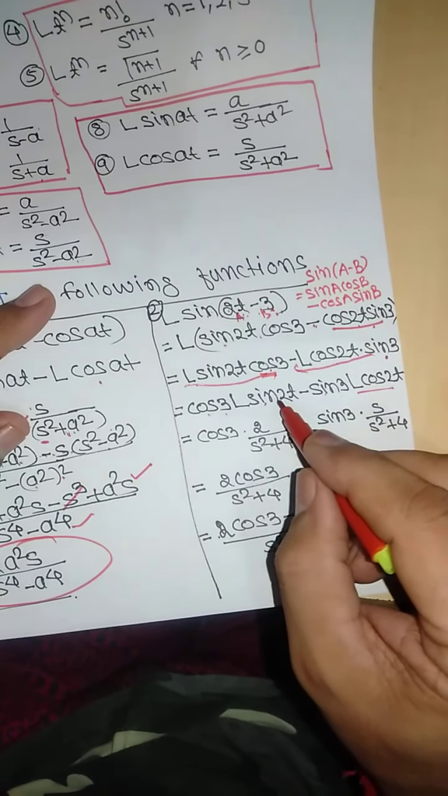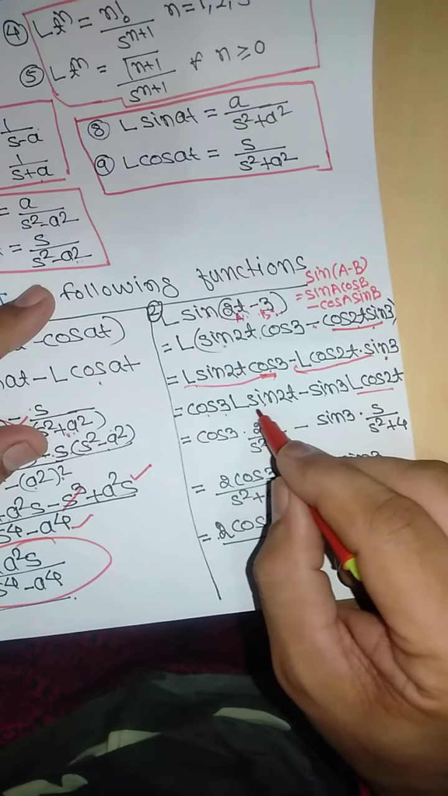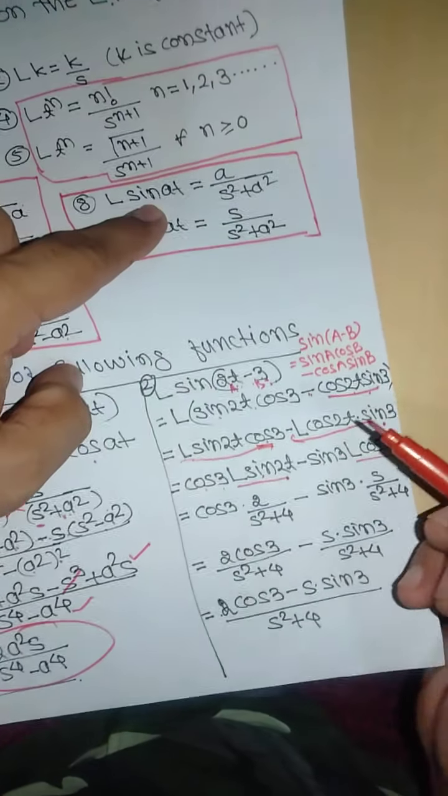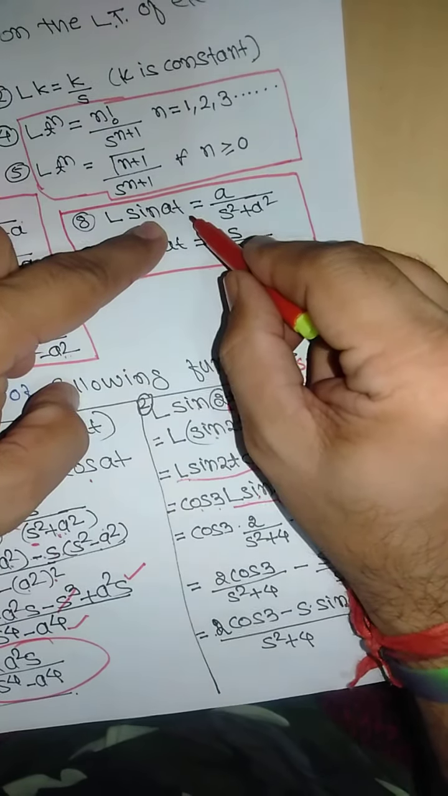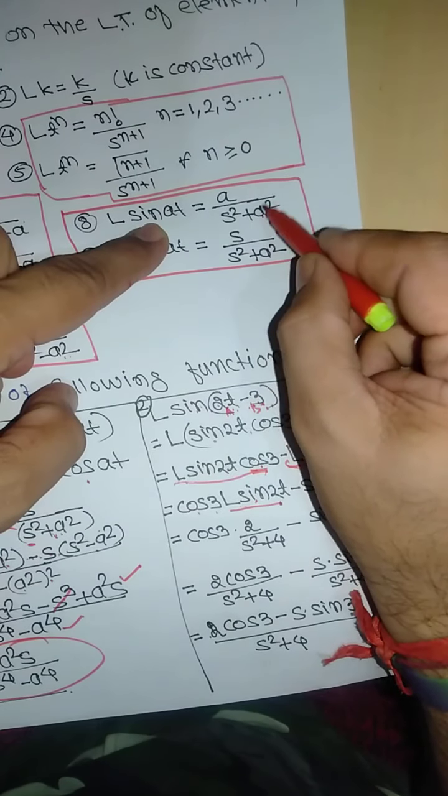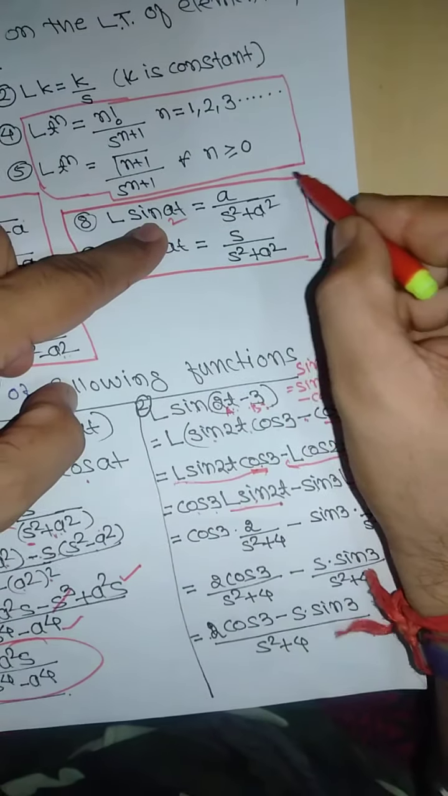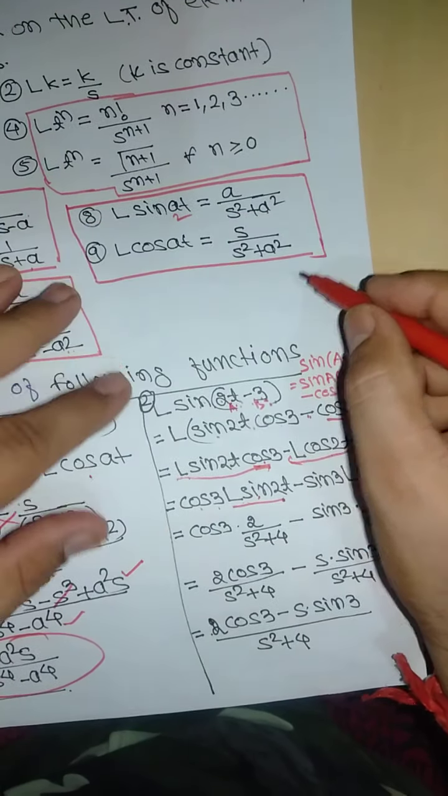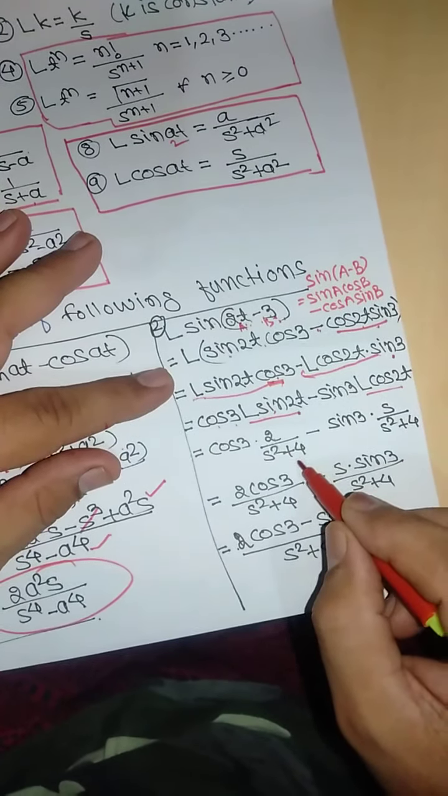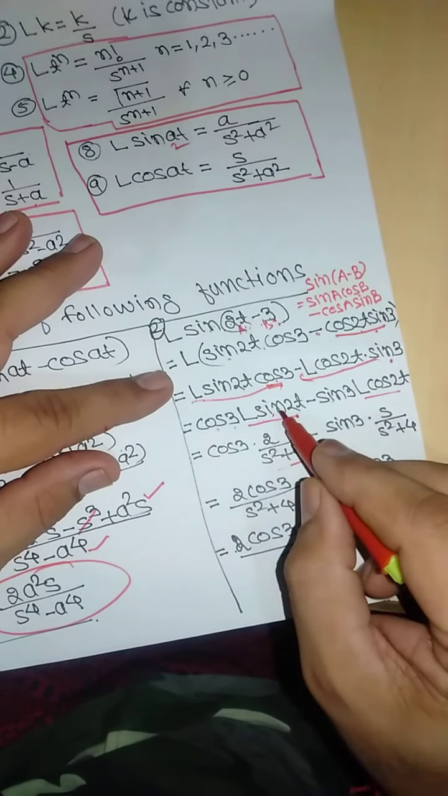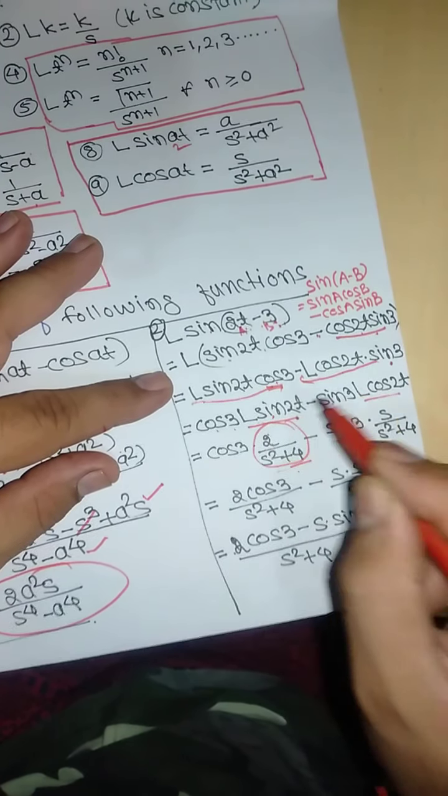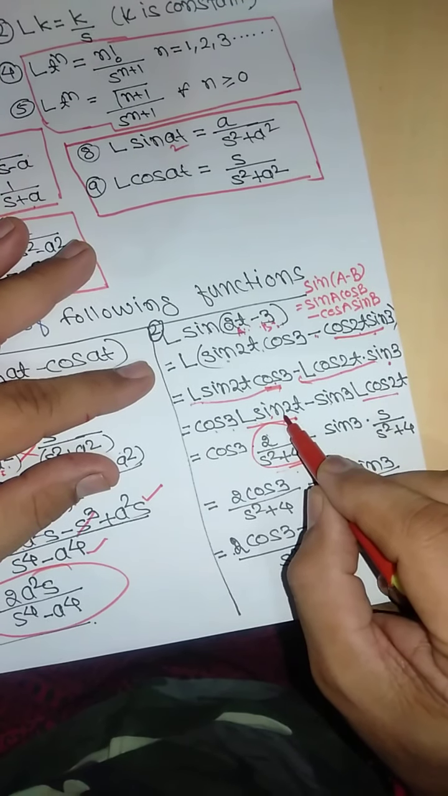Now, very simple: what is the standard result of L of sine 2t? We know that L of sine at is a upon s square plus a square. So L of sine 2t is 2 upon s square plus 2 square, and 2 square is 4. So L of sine 2t is equal to 2 upon s square plus 4. This is the Laplace transform of sine of 2t.